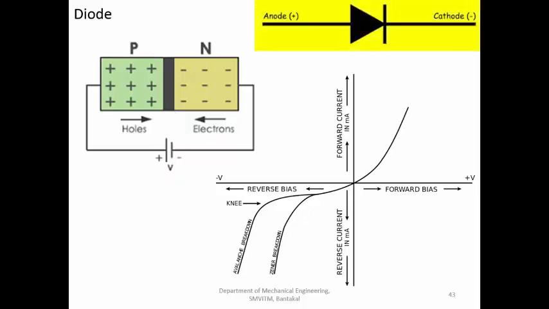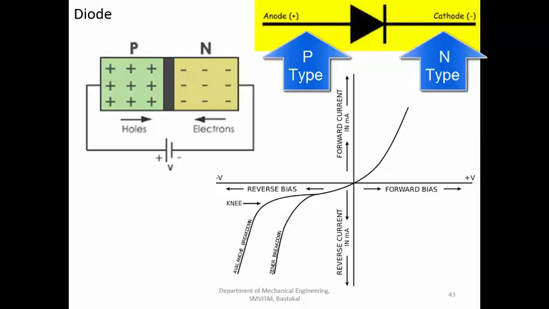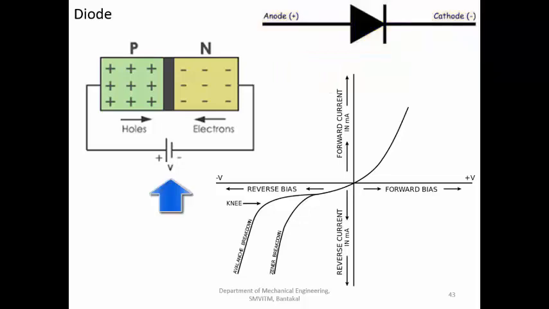So this is the symbol of the diode. You have the anode, that is the positively doped region. Then you have the cathode, that is the negatively doped region. Now you have a battery or a power supply. We'll take the DC first. You have the power supply. You connect the positive side to the positive, then you connect the negative side to the negative.